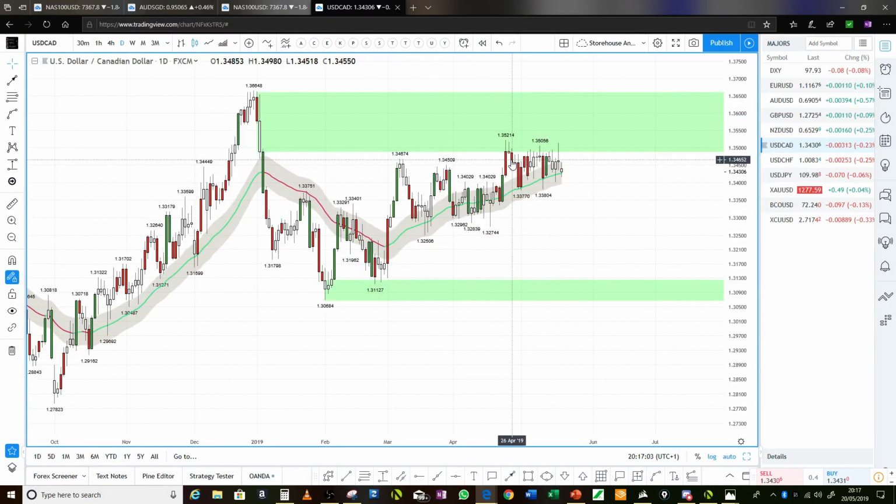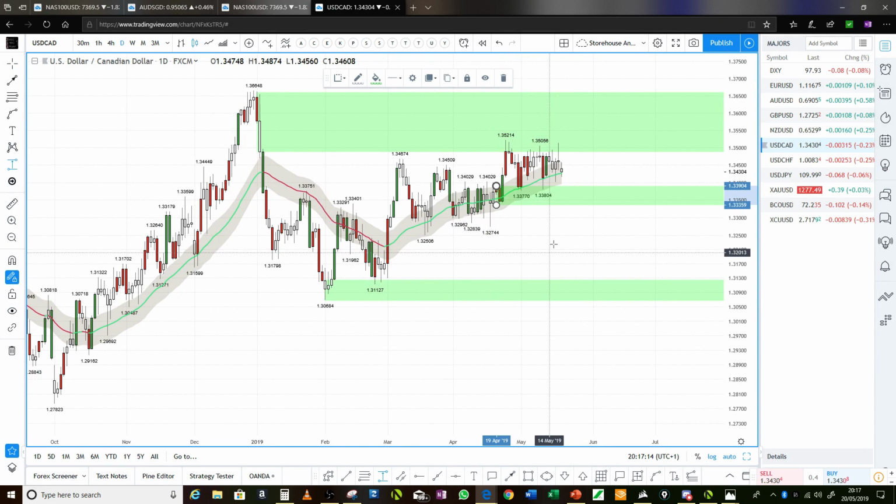As we said, it's basing here. Will it base and break out? Will it base and break down? So we'll see. For now, the demand zone that is still in control is that one. All right.